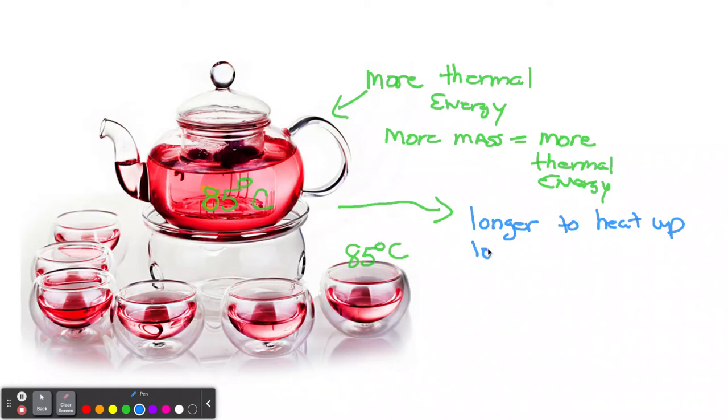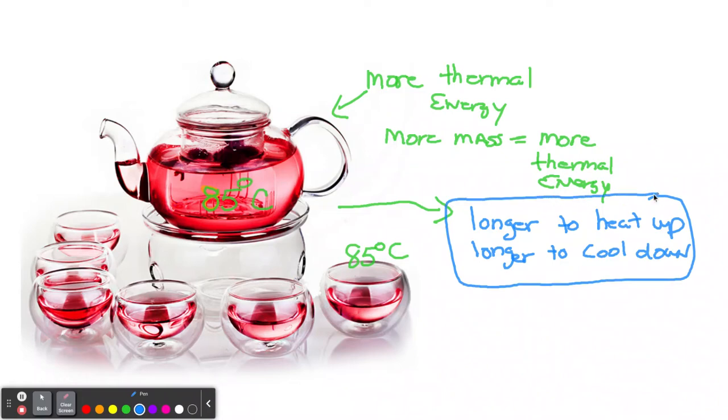It also takes longer to, guess what? To cool down. Very important here. Remember that, right? So the more massive it is, the longer it takes to heat up, and the longer it takes to cool down. So if you were heating up these substances differently in different areas, it would take much longer to heat up the pot of tea, or the kettle, whatever you want to call it, than the cup.